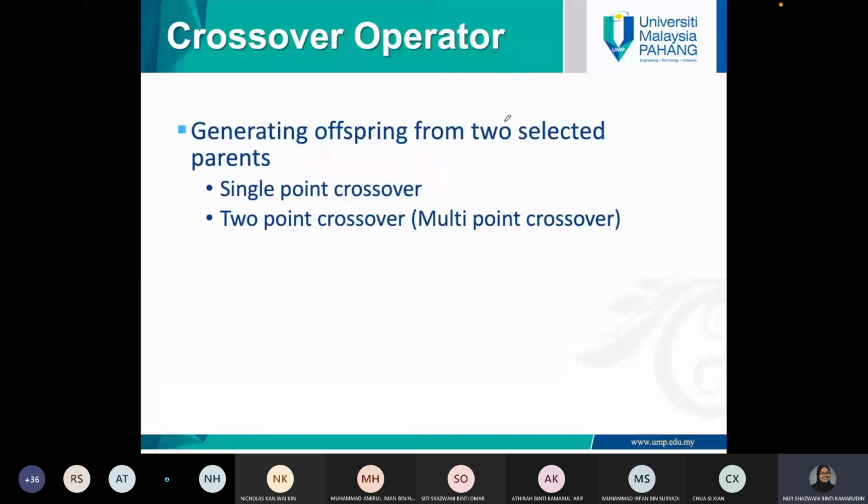So the crossover operators will generate offspring from two selected parents. You can do single point crossover and you can also do 2-point crossover. We will take a look at examples of all these terms.